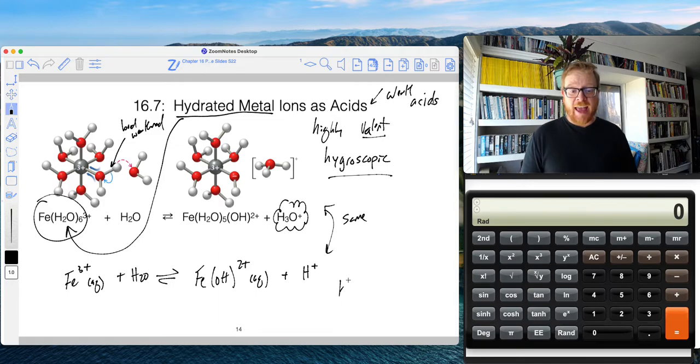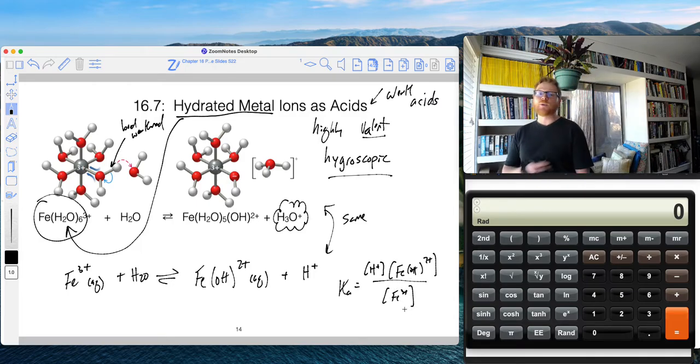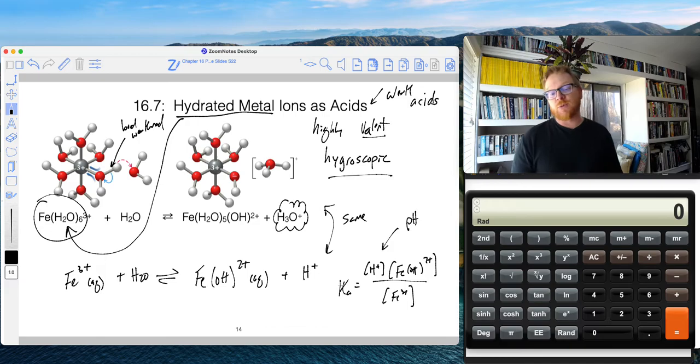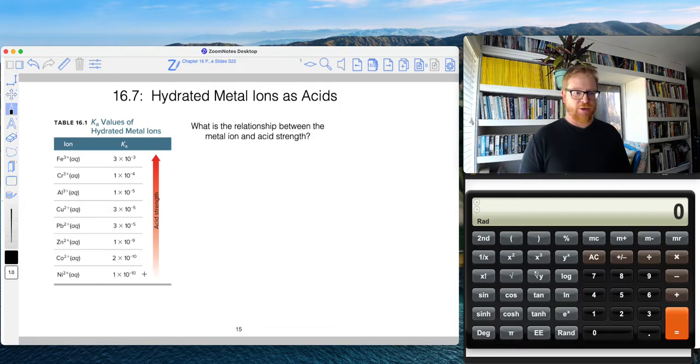We could also write a Ka expression based off of either of these reactions because they're both the same. I'll write it from the bottom reaction because it's a little bit simpler. So that Ka is going to be [H+] times [FeOH2+] all divided by [Fe3+]. And now our same equilibrium applies. We can make calculations of this based on the RICE table. We can also make pH calculations if we knew what the H+ concentration was. And of course, that means we have to know the Ka for these hydrated metals. And here's a table of them right here.